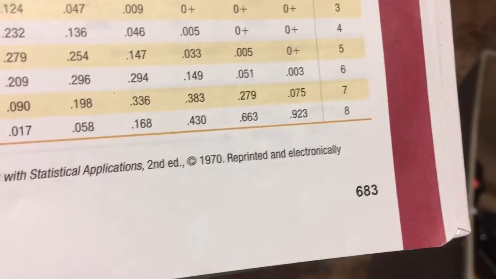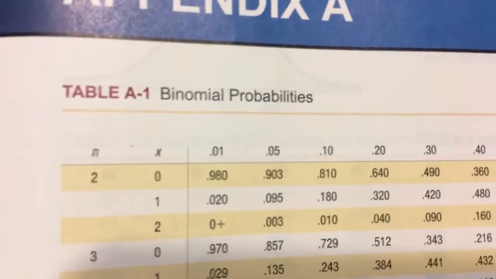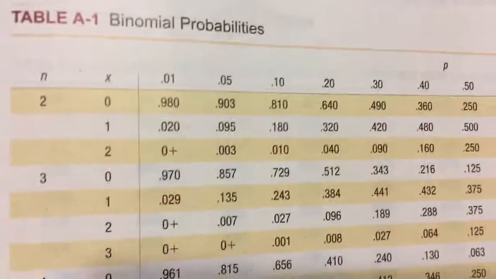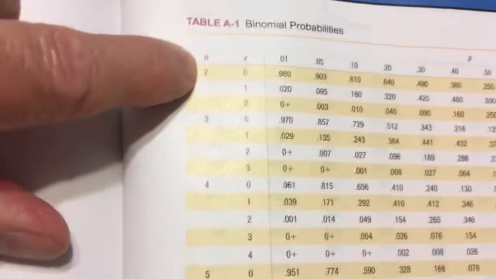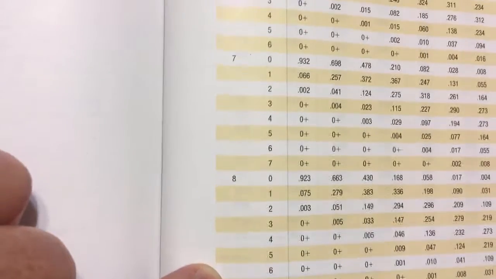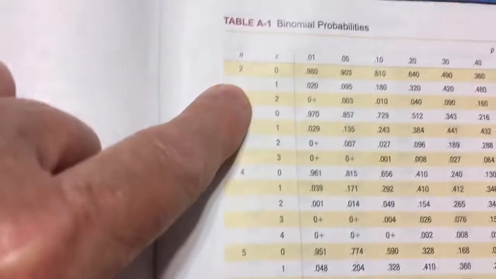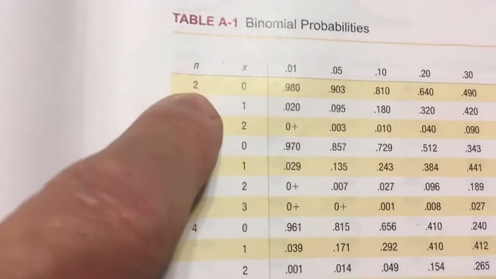If you look in your book on page 683, you will see this cool table, Appendix A, Table A1. That's where you should be. Notice that on the left here are my n's: n is 1, 2, 3, 4, 5, all the way to 8, and guess what? It stops right there. And look under 2, and then the x.